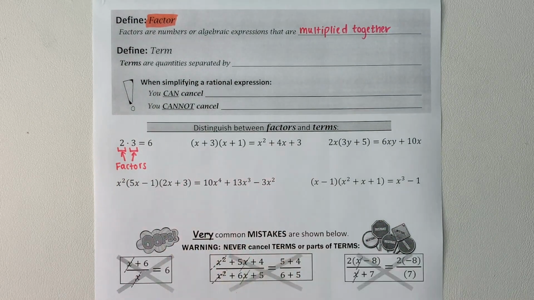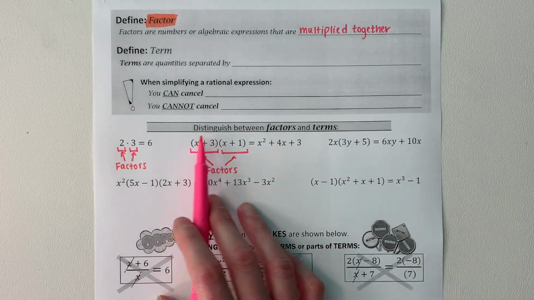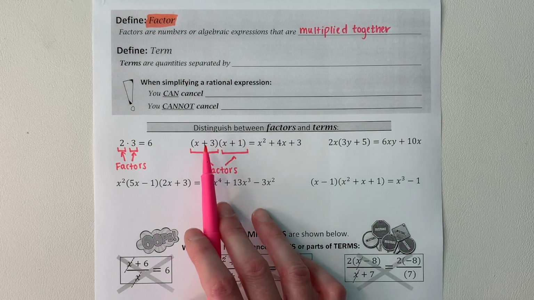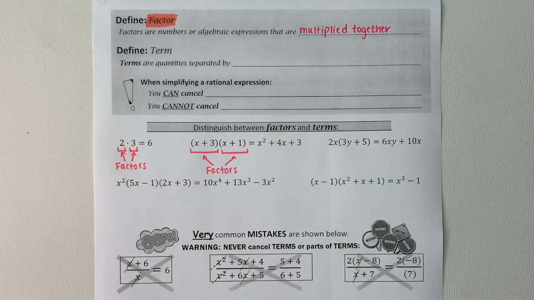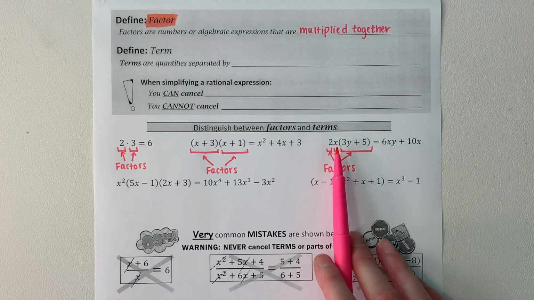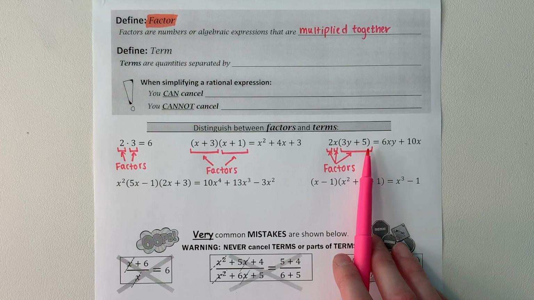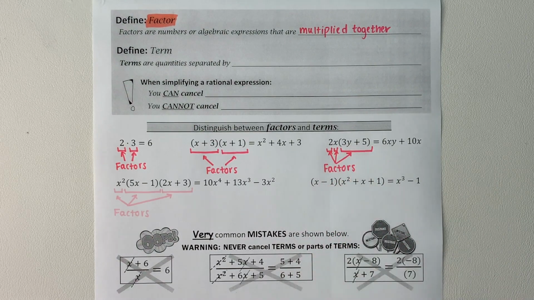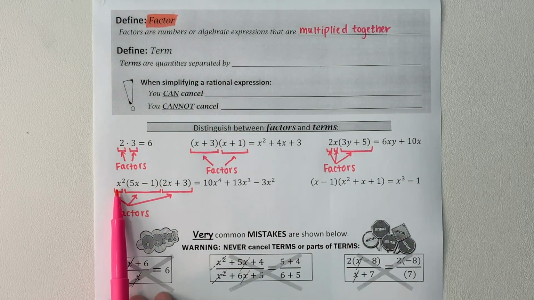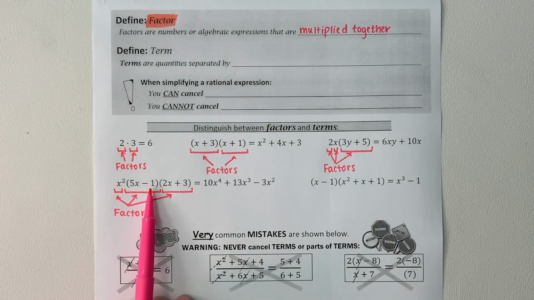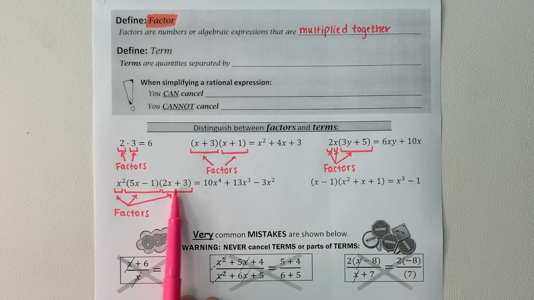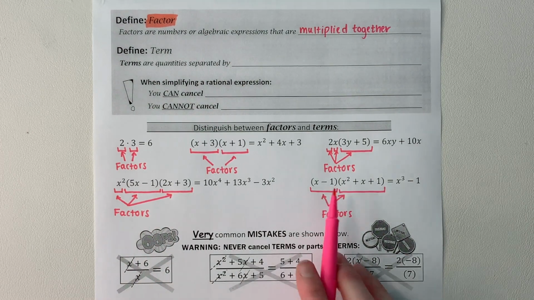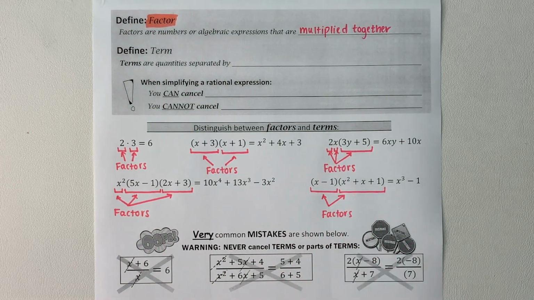In this example here, since this quantity is being multiplied by this quantity, these two quantities are factors. Again, factors are quantities that are being multiplied together. So here we have 2 times x times this quantity. So we have 3 factors here, the 2, the x, and this quantity. Here we could view this as 3 factors, x squared, the quantity 5x minus 1, and the quantity 2x plus 3. And in this example here, we have 2 factors.